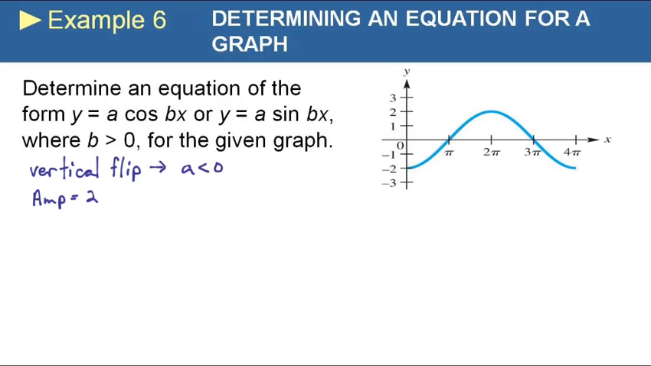And now let's get the period. I get one whole cycle in between 0 and 4 pi. Therefore, now that's not the period. Well, no, that is the period. I'm sorry, that's not B, is what I meant to say.